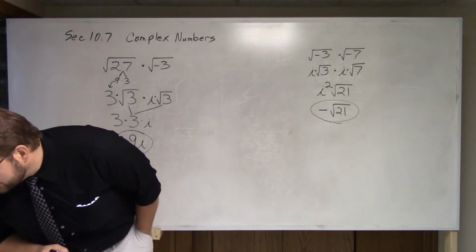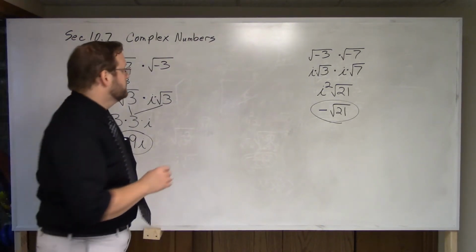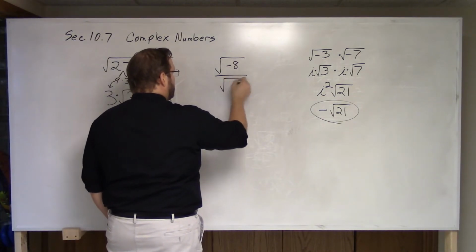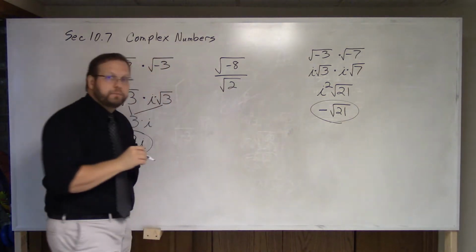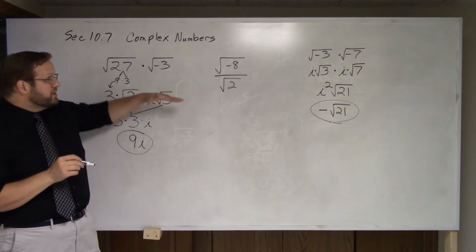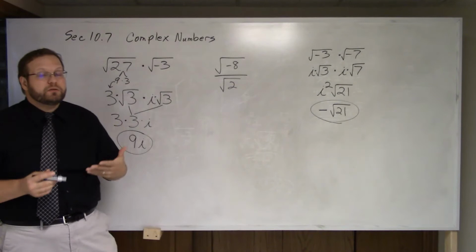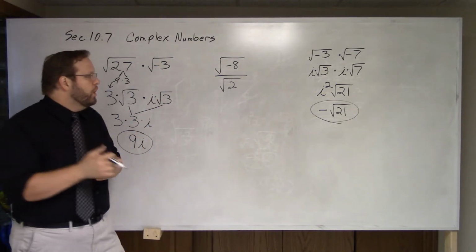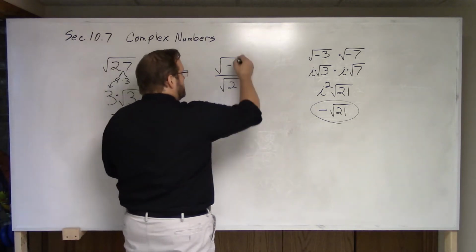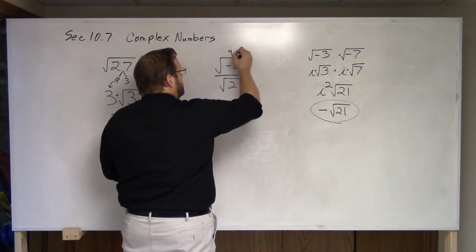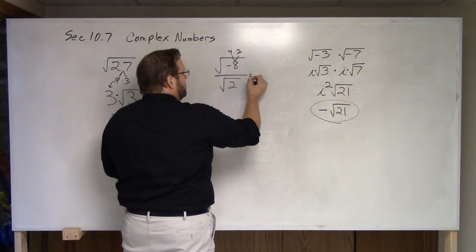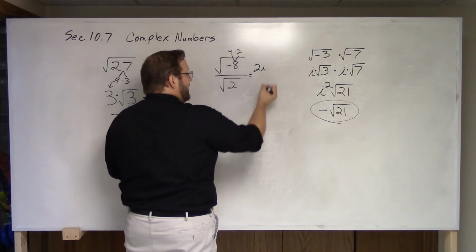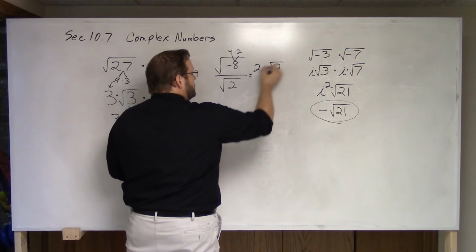Let's do one more like this. How about that? Again, you want to maybe just reduce the 8 and the 2. You can't do that though because that square root of negative 8 is not a real number. So what we're going to do is simplify first. This is a 4 times 2. So square root of 4 is 2. That negative comes out as an i. And then you've got square root of 2.